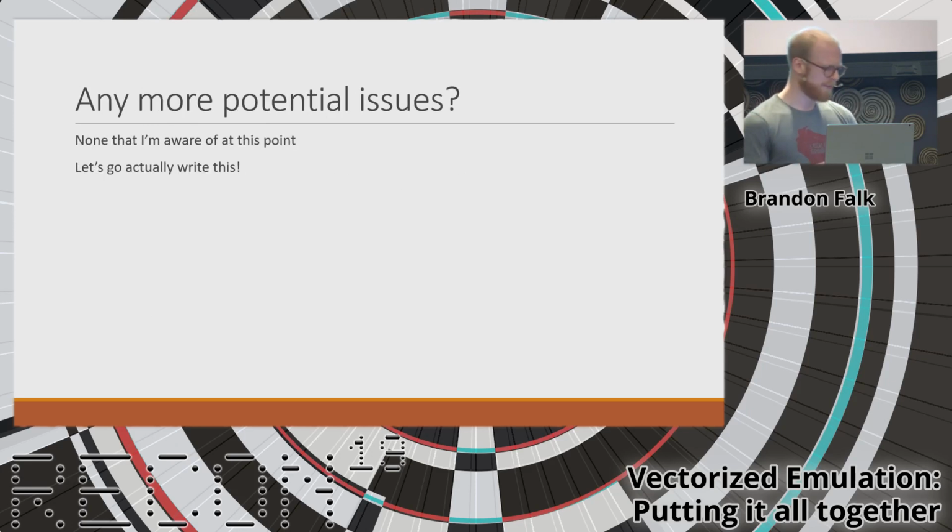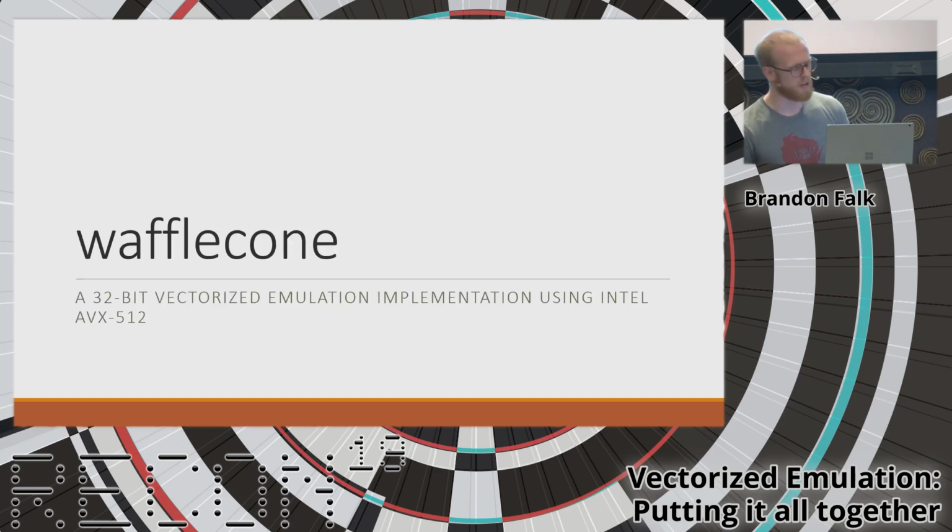So after thinking through all these issues, it seemed like there wasn't really anything that would stop this from theoretically working. So I wrote one. I wrote a vectorized emulator called wafflecone. It's the first generation one. It's 32 bits, uses AVX512. I've actually just started work on a new one that's 64-bit. In fact, the MMU blog that I mentioned at the start is using that new 64-bit architecture.